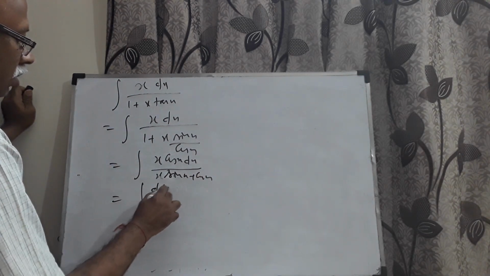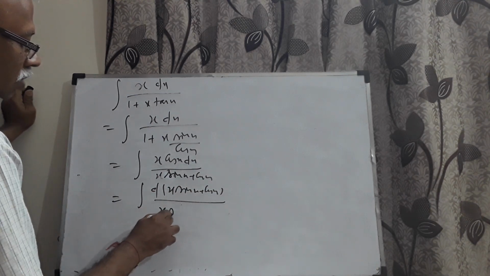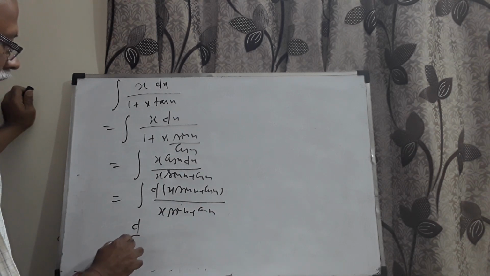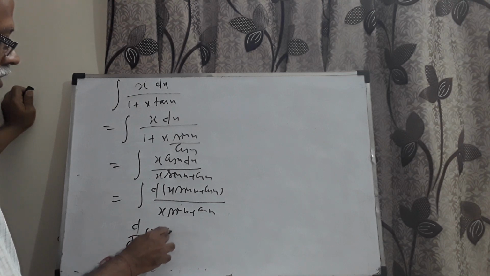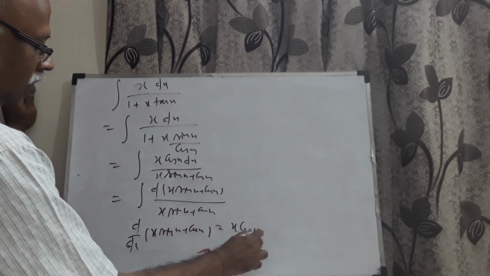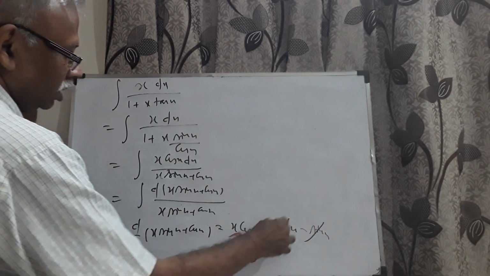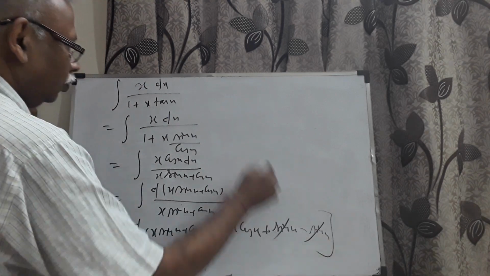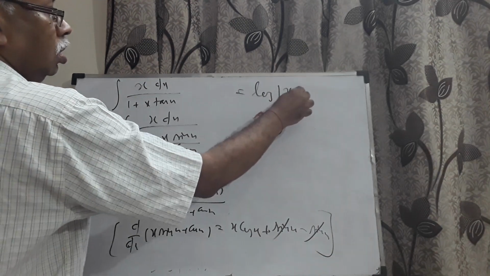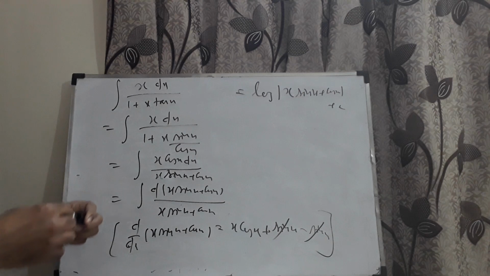The denominator x sin x plus cos x can be written as d of x sin x plus cos x by x sin x plus cos x. You can just get the derivative, d by dx of x sin x plus cos x. I end up with x cos x plus sin x minus sin x. This will get cancelled. Therefore, this is of the form dt by t. Therefore, log of the denominator, log mod x sin x plus cos x plus c. That is why I said this problem is very simple.